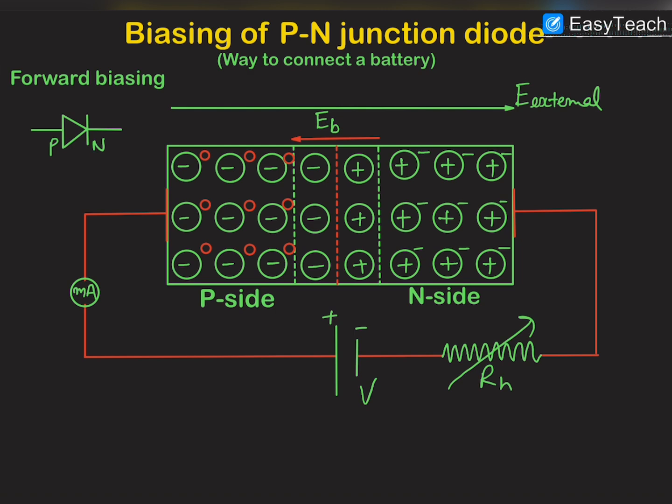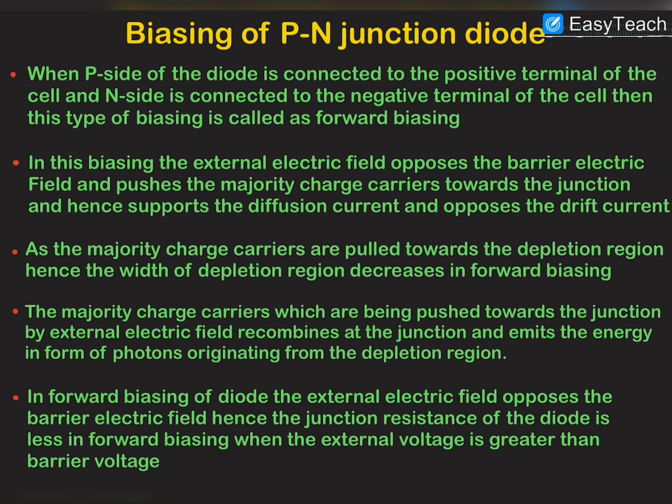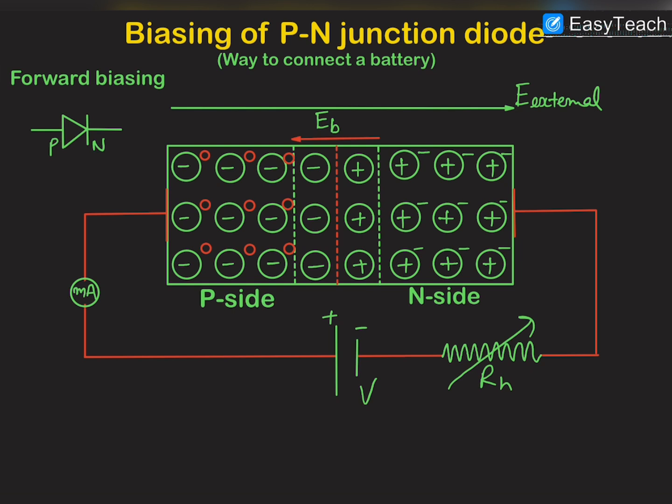So this is the forward biasing, and this is again the theory which I already explained, and you can take the screenshot of this theory. It is very important to note that the diode will allow the current to flow through it only if the external voltage is at least greater than the barrier voltage. So if the external voltage is greater than the barrier voltage, then only will this diode junction allow the current to pass through it.